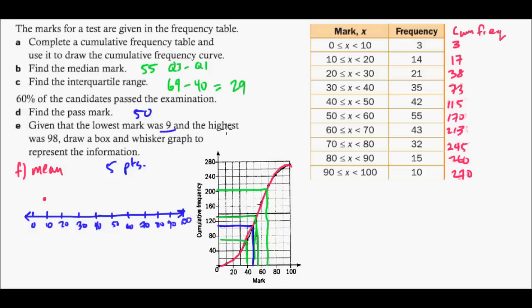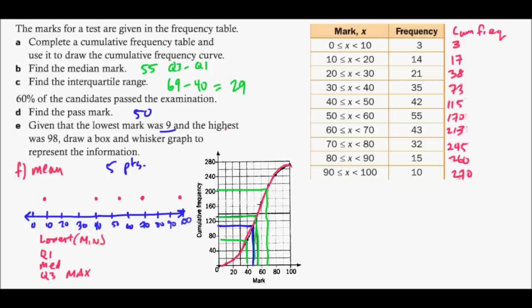Okay, and then we need the highest point, which is 98. Ooh, someone did really well on the test. Okay. Then we need the median. So the median is 55, so that's going to be right here. And then the upper quartile was 69, which is right here. And the lower quartile is 40. Okay, so once you've plotted your 5 points, the five points are lowest, Q1, median, Q3, and maximum. And this is the minimum point.